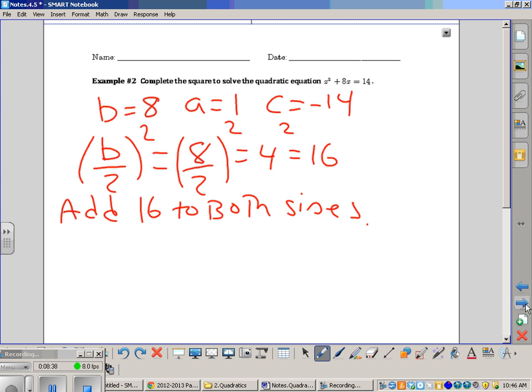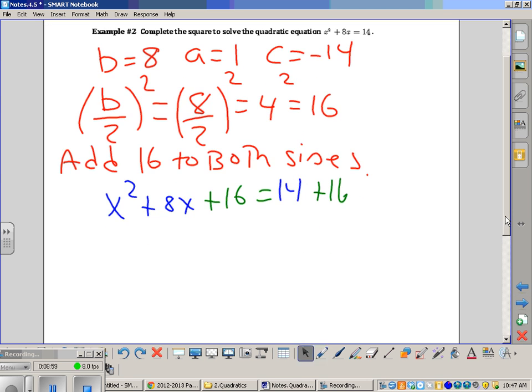So let's see. I'm adding 16 to both sides. So x squared plus 8x, and now plus 16 equals 14 plus 16. Again, if you add the same thing to both sides of the equation, nothing's changed. You could always just subtract out the 16 and go back to where you started. Okay?